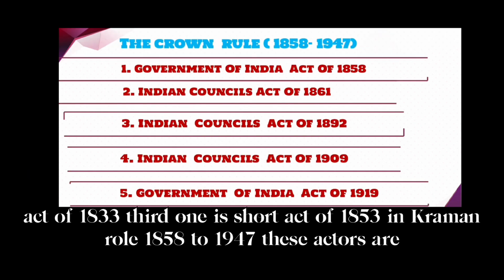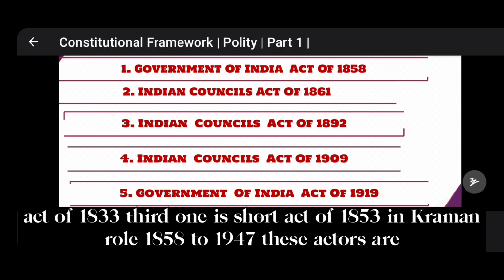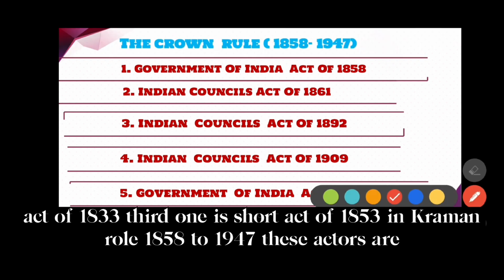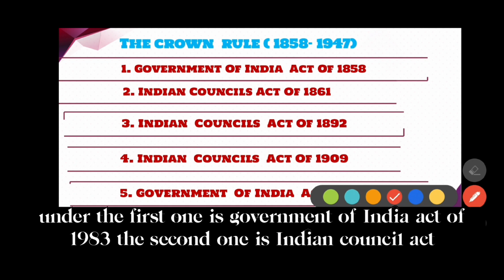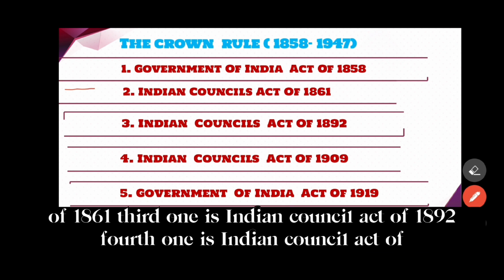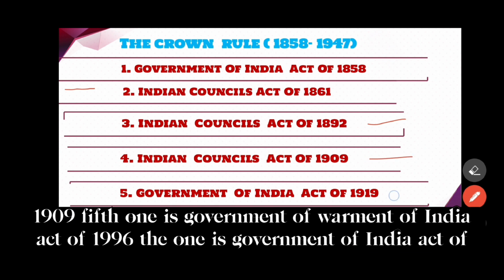In the Crown Rule, 1858 to 1947, these acts come under it. The first one is the Government of India Act of 1858. The second one is the Indian Councils Act of 1861. Third is the Indian Councils Act of 1892. Fourth is the Indian Councils Act of 1909.